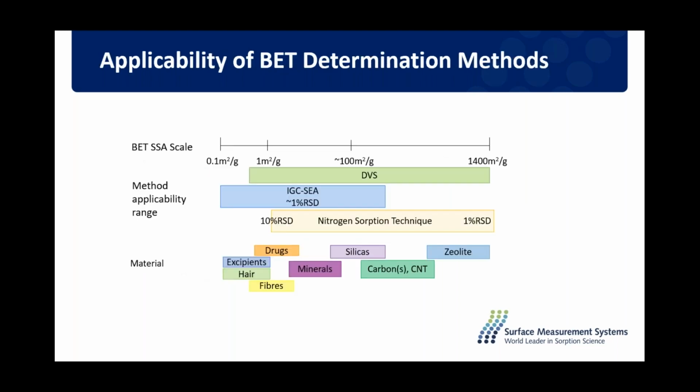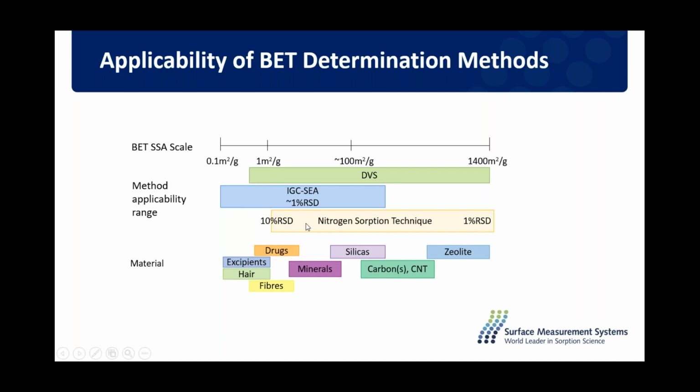Just to show some general applicability of the different BET methods. On the top, we have the scale going from low surface area materials around 0.1 meters squared per gram up to higher surface area materials, 1,400 meters squared per gram and above. So the DVS does a very good job across a broad range. Maybe it could stretch down to about half a meter squared per gram, but it might be challenging to get very low surface areas because you need a lot of sample and you can't get a lot of sample in the sample pan.